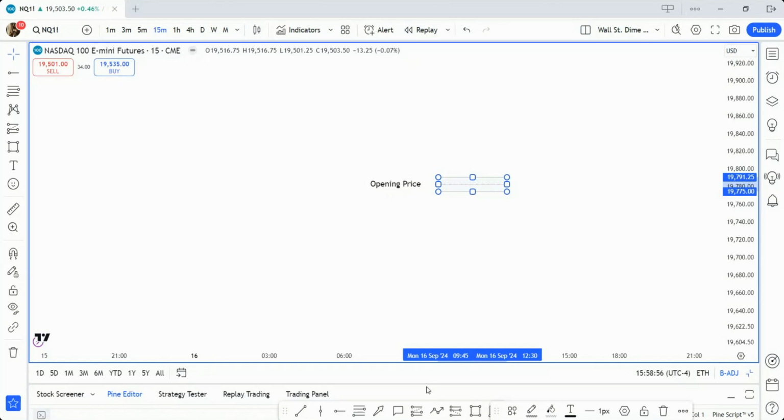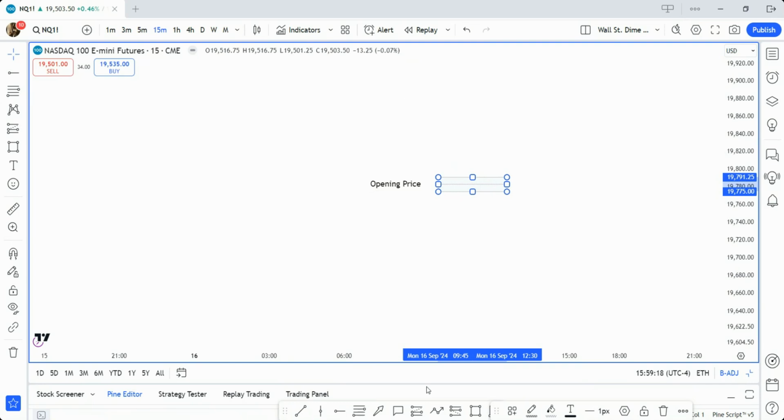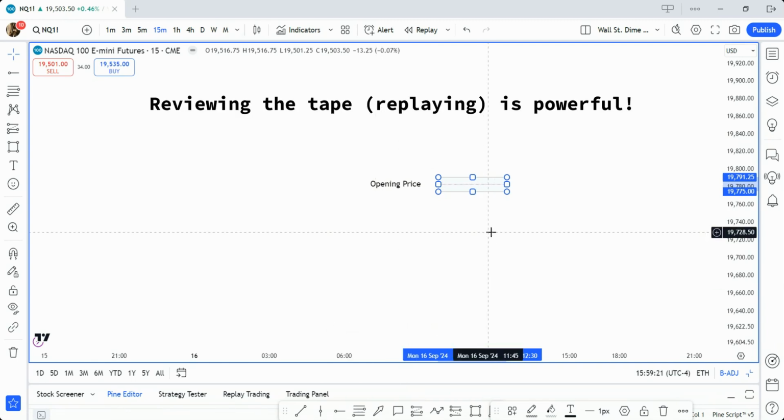It's Sunday. We have a new week ahead, and I'm just reviewing charts and what happened on Friday. I didn't trade on Friday. I'm getting myself into the habit of reviewing the tape. After a day, maybe at the end of the day or the next morning, before trading, just quickly go through a replay. TradingView makes this super easy.